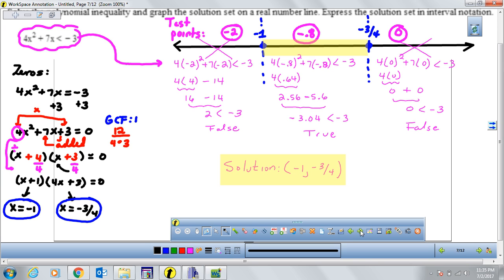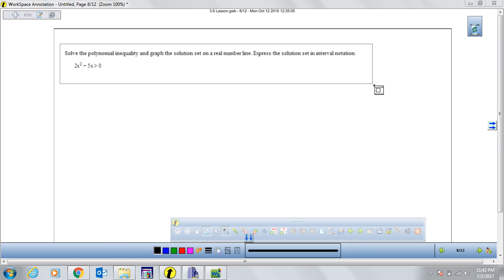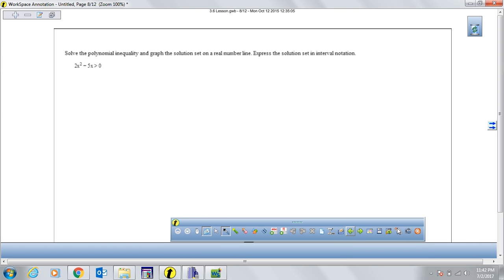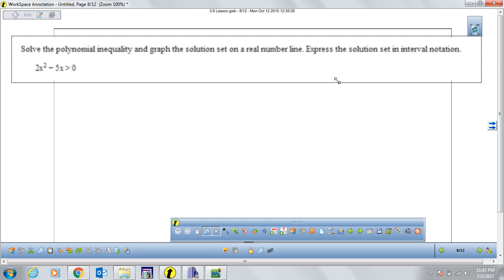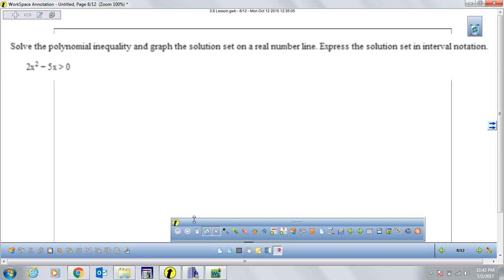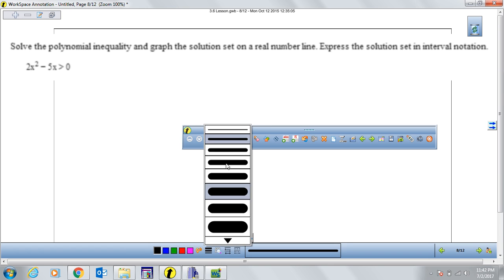Next inequality. Now we're going to be solving this one. Or, you know what, let's solve this inequality here. Solve the polynomial inequality and graph the solution set on a real number line.